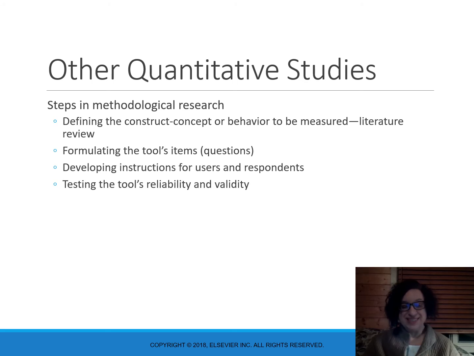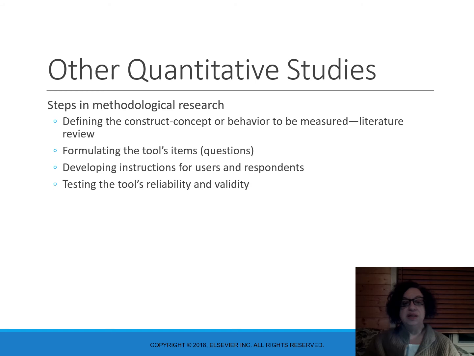So, methodological research is done in a stepwise manner. First, you have to define the construct, concept, or behavior to be measured. To do this, you're going to do a literature review. You're going to do that lit review to see what's already out there. Is the evidence out there such that it really doesn't warrant a deeper look by you as the researcher, or are there some aspects that could be covered and discovered?